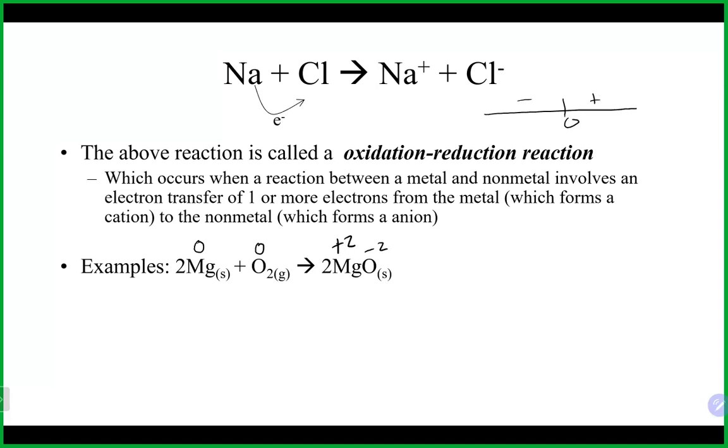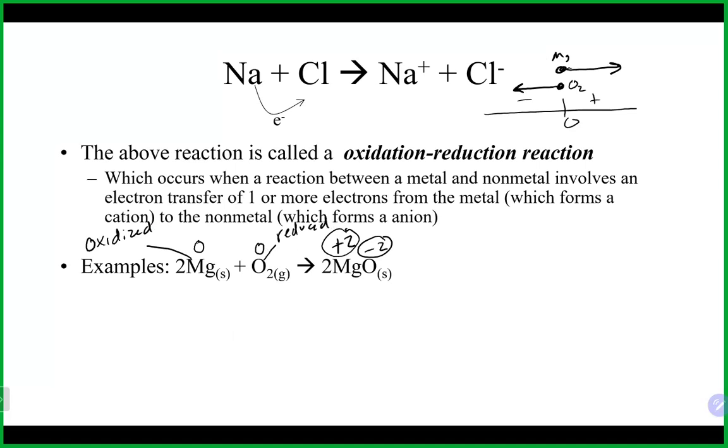Again, if we look at the magnesium, it's starting at 0, and on the right-hand side, it's ending at +2. So that is moving in the positive direction. And as we would expect in this case, the magnesium is the one being oxidized or going through oxidation. If we look at the oxygen, it started at 0 on the left-hand side. On the right-hand side, it ended at -2. And as we would expect here, it's becoming more negative. So this is being reduced.